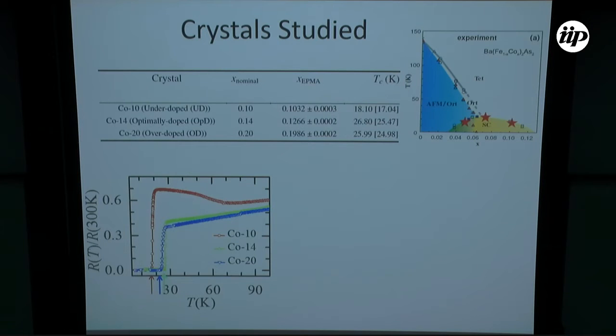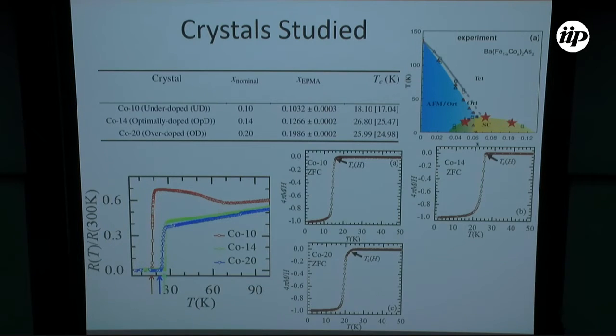If you look at the resistivity as a function of temperature, CO14 and CO20, both of them, you can see a nice resistivity transition, a transition in the resistance. And you can see the shift in the TC. CO14 has the highest TC, CO20 and CO10 have lower TCs compared to the optimally doped sample. All 3 samples, if you measure the magnetization as a function of temperature, have a robust superconducting signal. All 3 samples have a very nice Meissner signal, and you can locate the TC in all 3 samples.